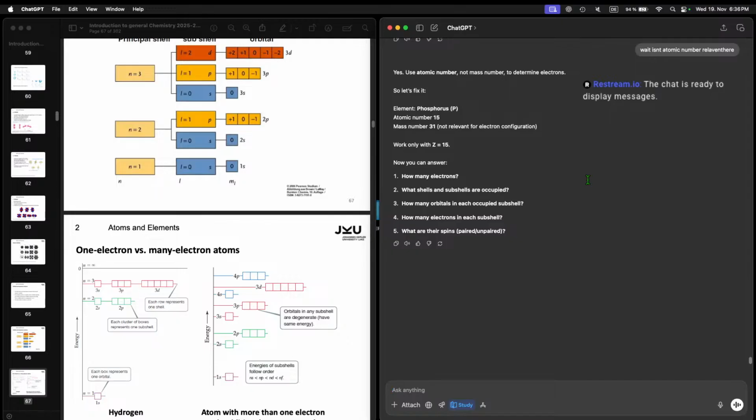So it's 1s, n equals 3, and so I found out that n equals 3 and 1s, 2s, 2p, 3s, 3p.